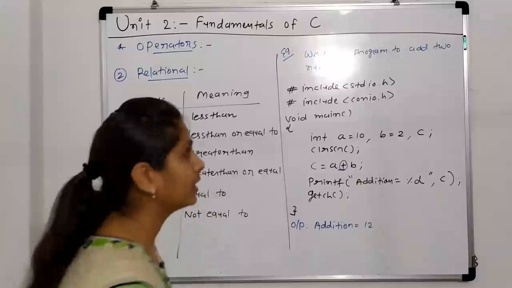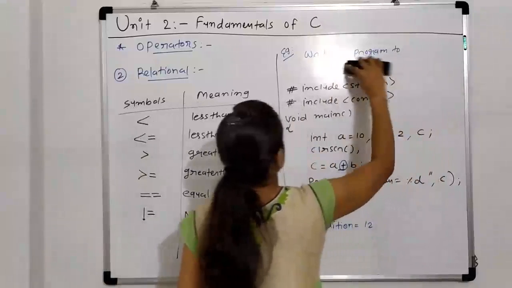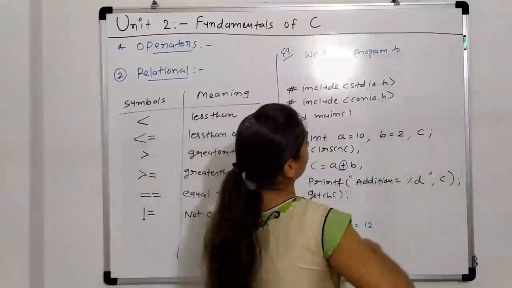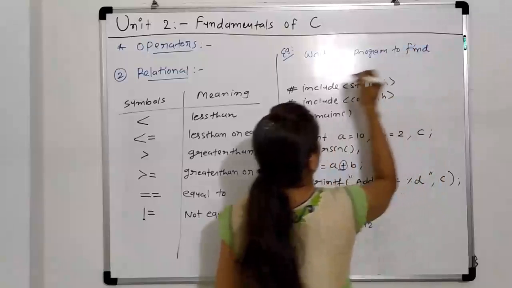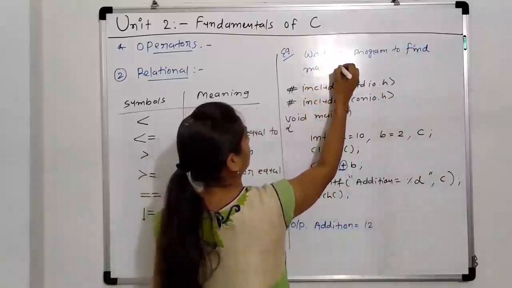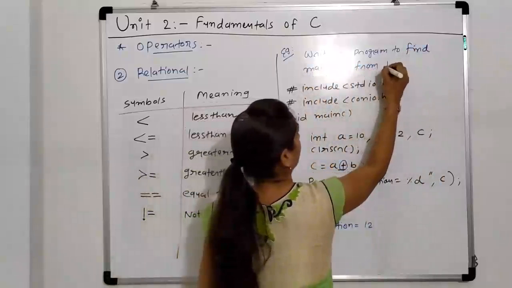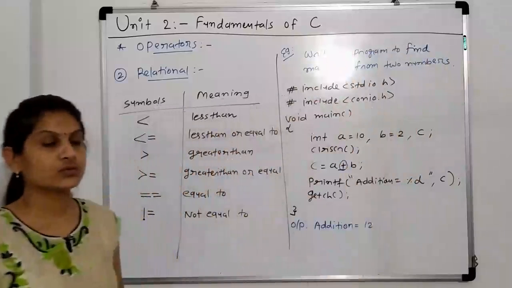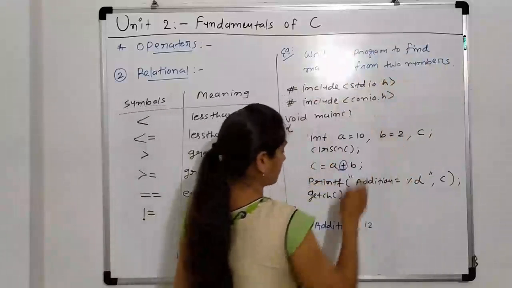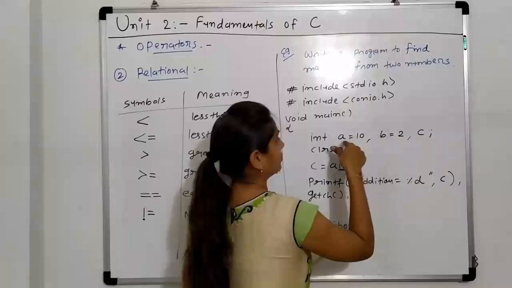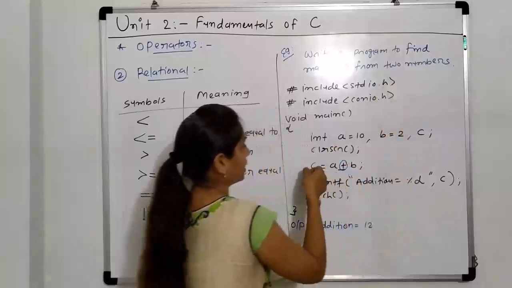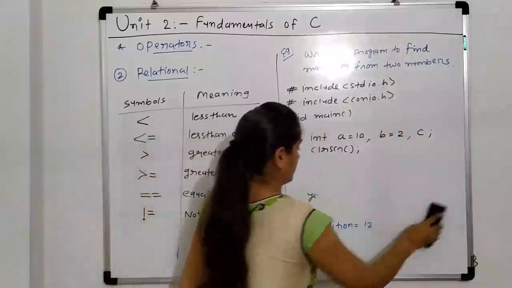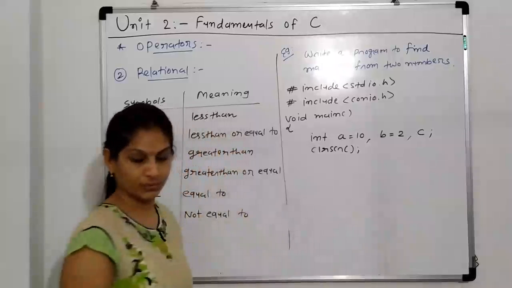So here we are writing a program to find maximum from two numbers. So input is how many? Two. The same program is there. Here we input two values A and B. Now instead of addition we have to put the condition here. So let's change the program.